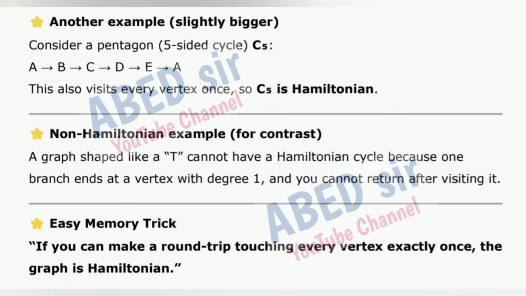Non-Hamiltonian example, for contrast. A graph shaped like a T cannot have a Hamiltonian cycle because one branch ends at a vertex with degree 1, and you cannot return after visiting it. Easy memory trick: if you can make a round trip touching every vertex exactly once, the graph is Hamiltonian.